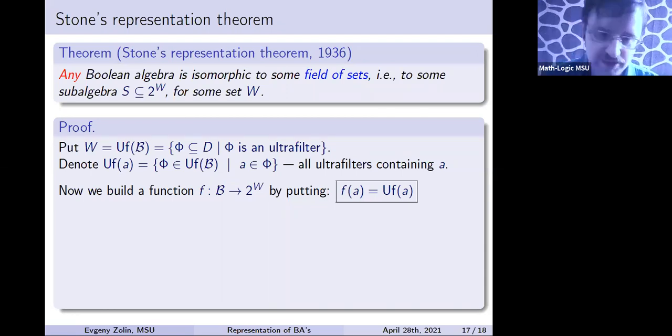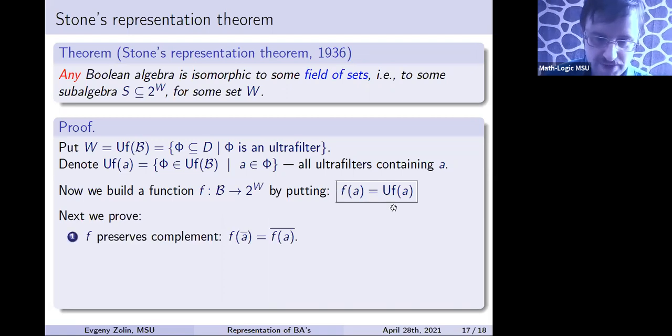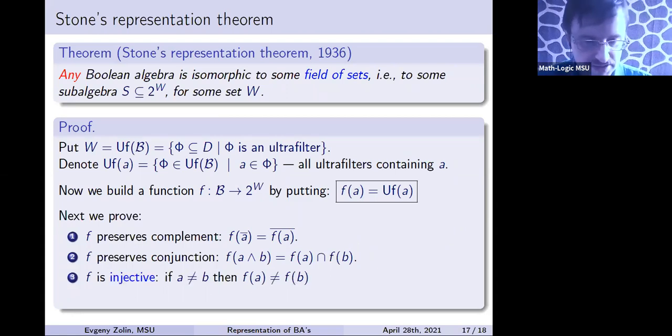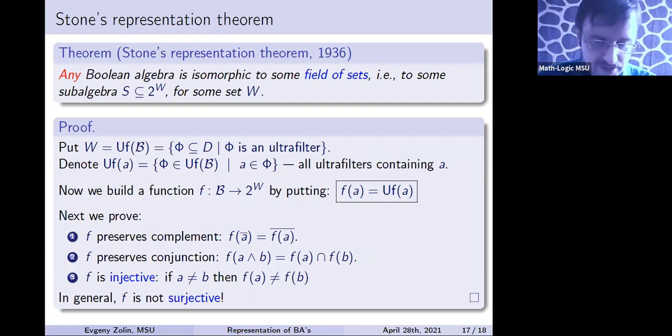The function from the Boolean algebra B to the set of subsets: for any element A from Boolean algebra B, we take all ultrafilters of A. And we again prove that this mapping preserves the complement, preserves the conjunction and disjunction. It is easy to prove for conjunctions here. We prove that it is injective, but in general, F is not surjective. We know that not every Boolean algebra has the form 2 to the power W.